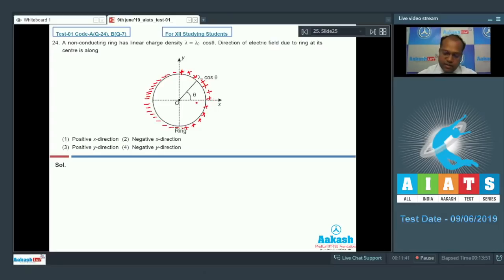If I consider 2 points, suppose one point is here and the other point is here, then the direction of electric field at point O due to these two charges is in this direction. Suppose I consider some charge at this point and some charge at this point, symmetric in nature. The electric field at this point due to this charge as well as this charge is in this direction, and due to this charge as well as this charge is in this direction. So the resultant of these two electric fields would be in this direction. So we can say that the direction of electric field due to the ring at the center is along the negative x direction. So option 2 is the correct answer. Let's move to question number 25.